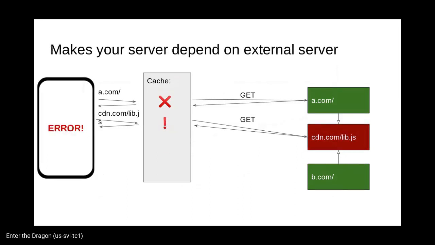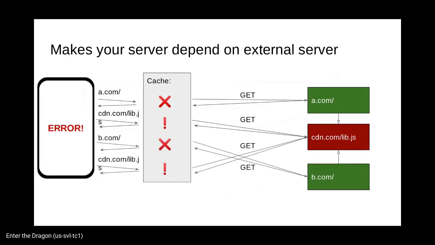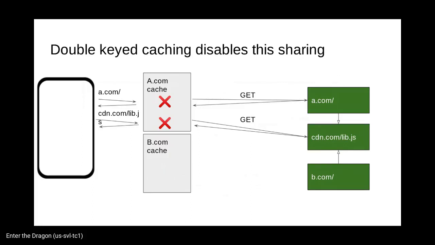The problem is you've got this dependency on an external server. So imagine that cdn.com isn't able to keep up with every site, including it as a common resource. You now have an error visiting your site, and users can't get to it. And this will persist on every single site that tries to make use of that resource. And another one that I already alluded to earlier is we are looking into double-keyed caching.